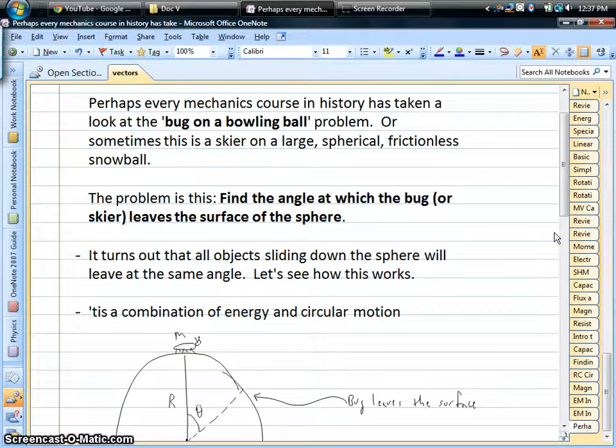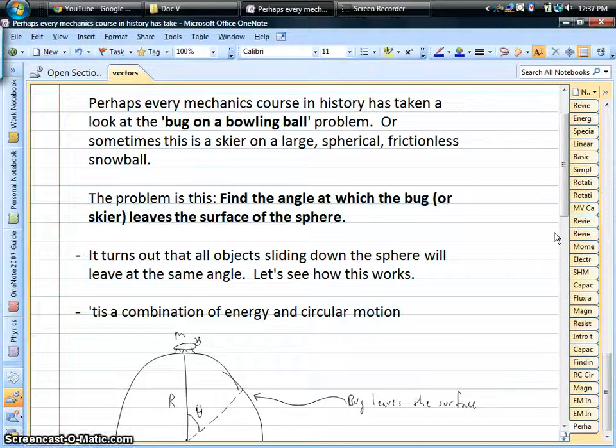Okay, we're back, and this time we're doing some mechanics. This is kind of a classic mechanics problem, which, as far as I know, every mechanics course in history has tried at some point. In my day, it was called the bug on a bowling ball, a bug on a frictionless bowling ball, to be more specific. And in more modern textbooks, they do this as a skier on a large frictionless spherical snowball. It's kind of a weird problem.